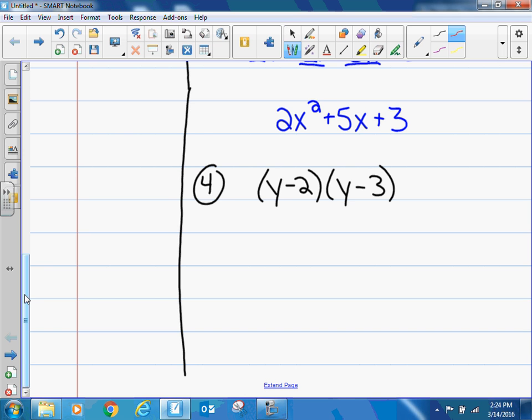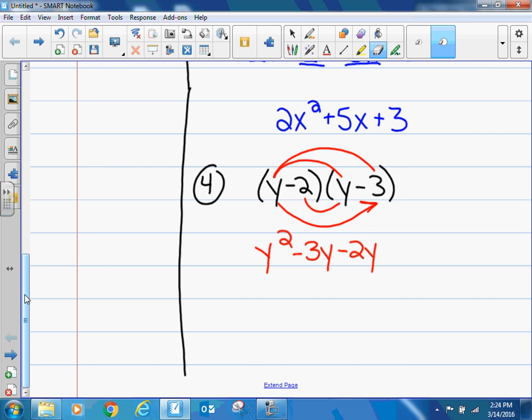So I'm going to do my first, my outer, my inner, and then my last. My first is going to be y times y, which is y squared. My outside is going to be this y and this negative 3, which is negative 3y. My inside, I have a negative 2 and a y, which is negative 2y.